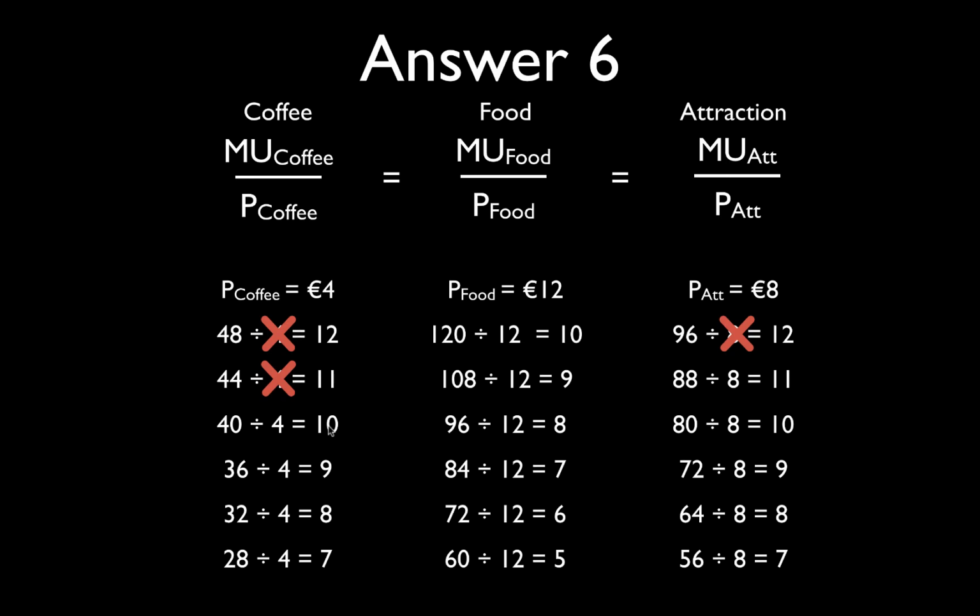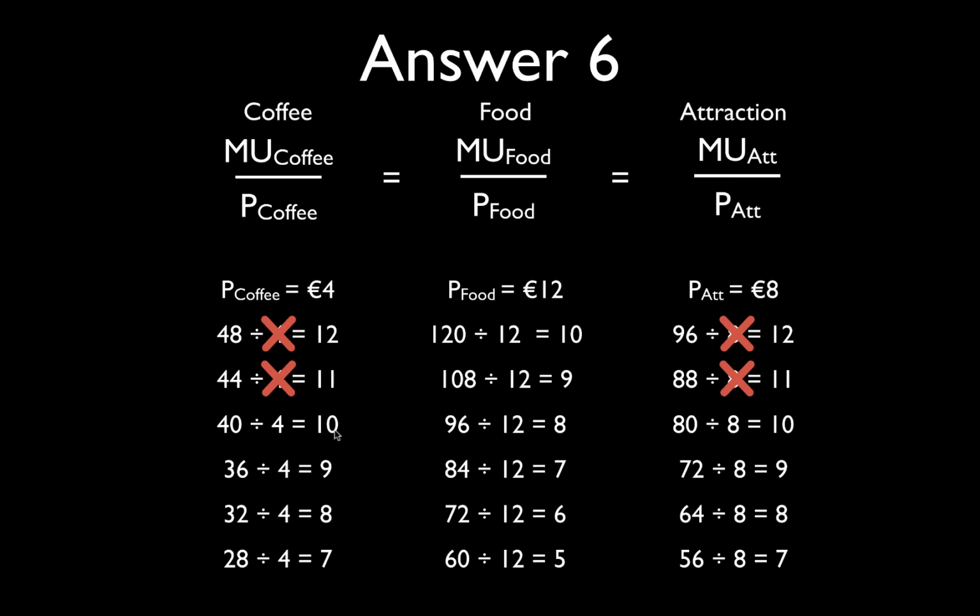Is he going to now choose the third coffee, the first attraction, or the first bit of food, or the second attraction? Well, 11 is higher than 10, which is higher than 10. So now he's going to choose the second attraction. Don't forget, he's got €96 to spend, and it's 4, 12, and 8.